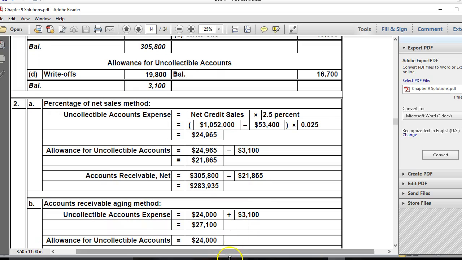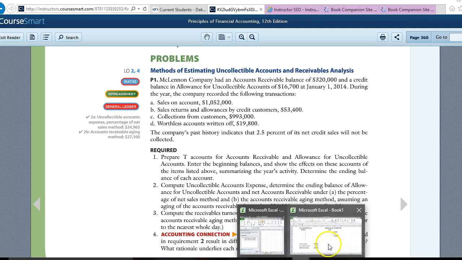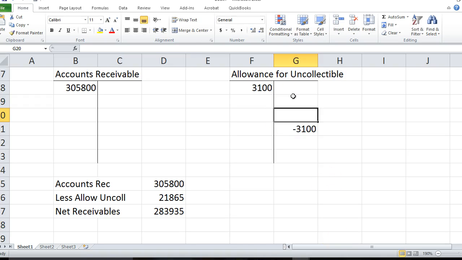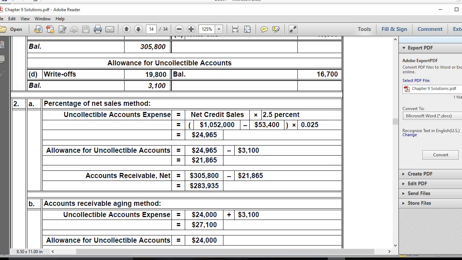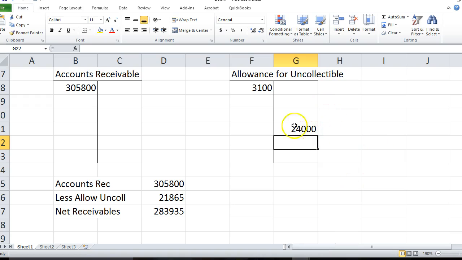Now we're going to do the aging method. Under the accounts receivable aging method, it tells us the aging of the accounts receivable shows that $24,000 may be uncollectible. So in this method, this number needs to be $24,000, doesn't it? Right? What is it we're going to do to get $24,000 there? If $24,000 must be here, and this is a debit of $3,100, what does our journal entry need to be? $27,100.